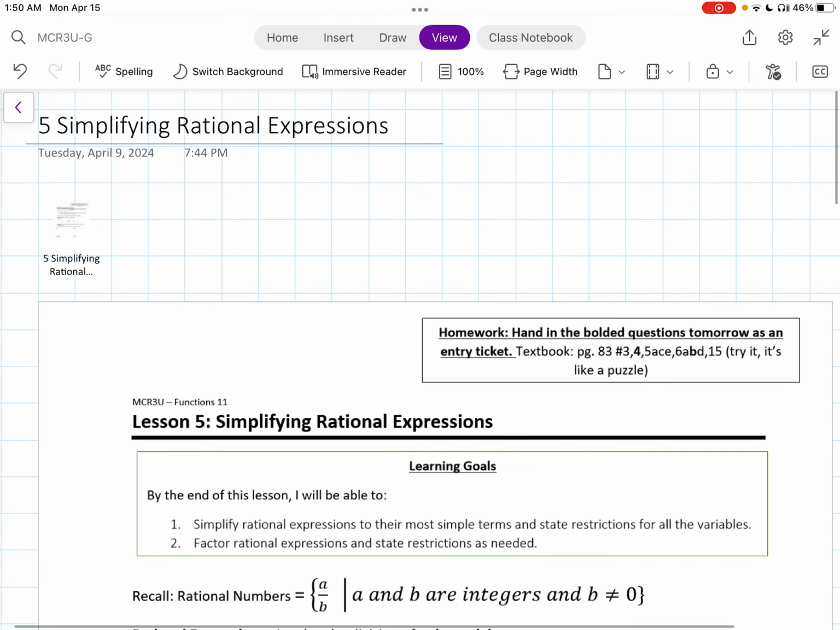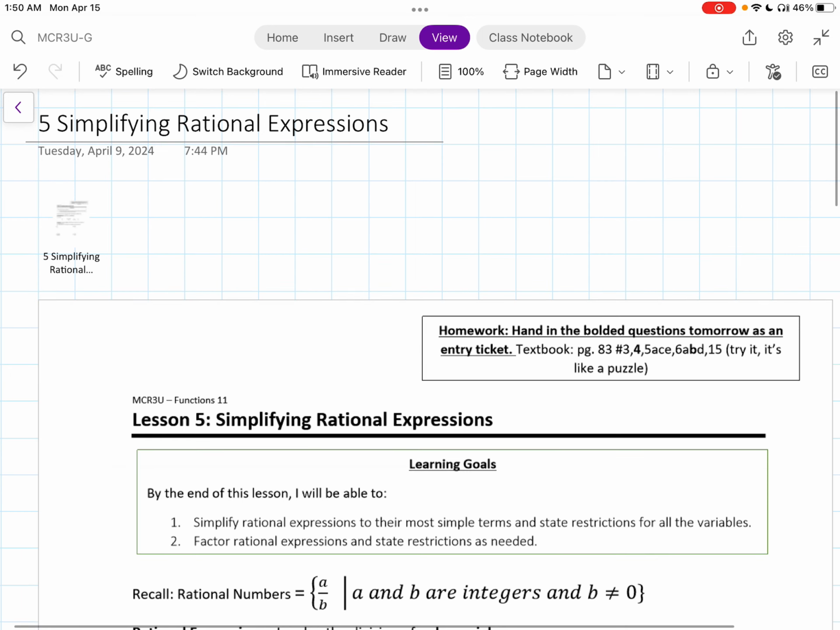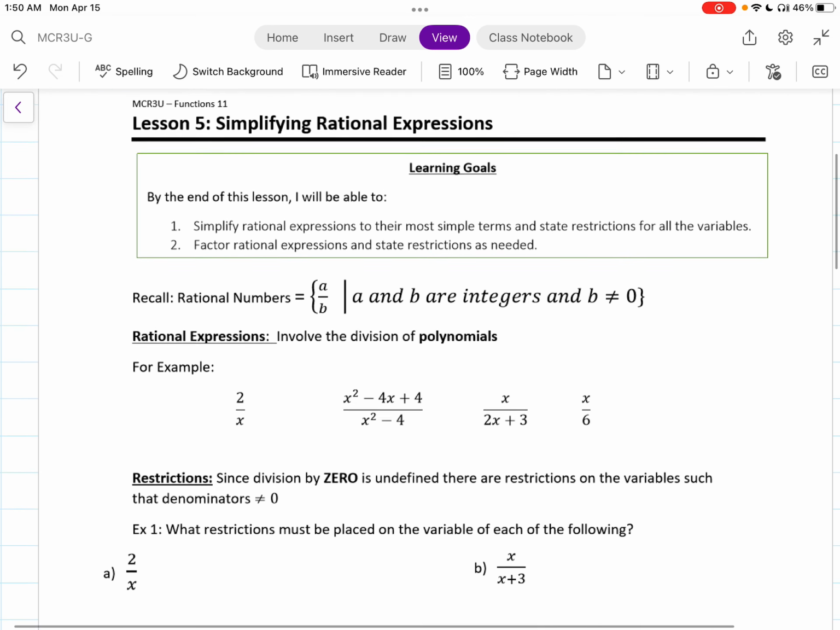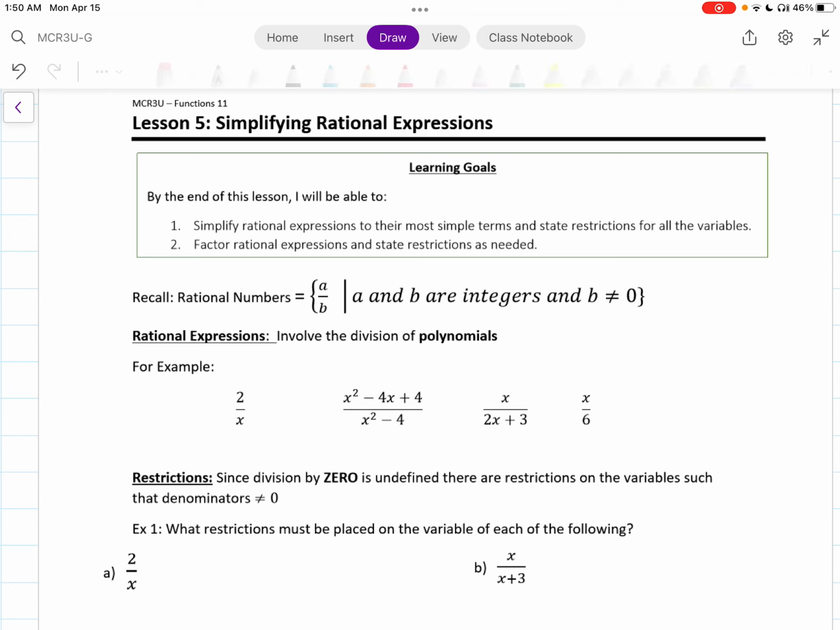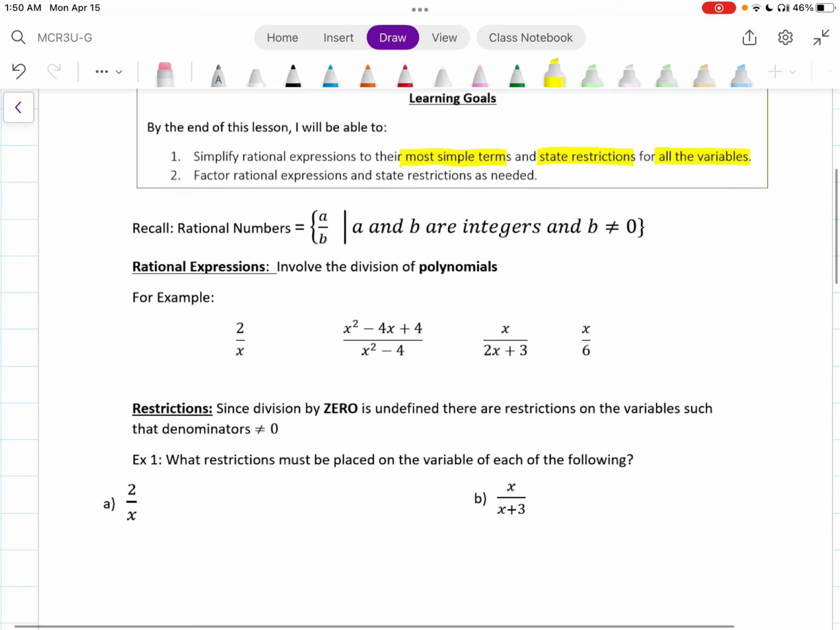Today we're going to be going over simplifying rational expressions. So just as the learning goals for this lesson are going to include, you should be able to, by the end of this lesson, simplify rational expressions to their most simple terms, state any of the restrictions for all the possible variables, as well as factor rational expressions and state the restrictions as needed.